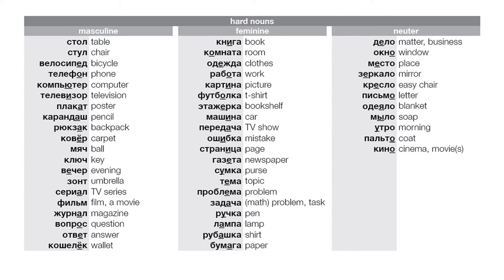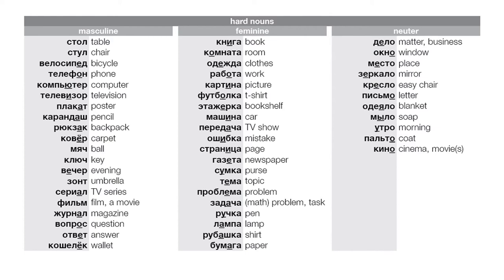We see they all end in a. Not ya, but a, right? So no soft vowel here to indicate that the ending is soft. We have hard ahs all up and down the line, and that allows us to spot these as feminine nouns, hard feminine nouns. Повторите, пожалуйста.